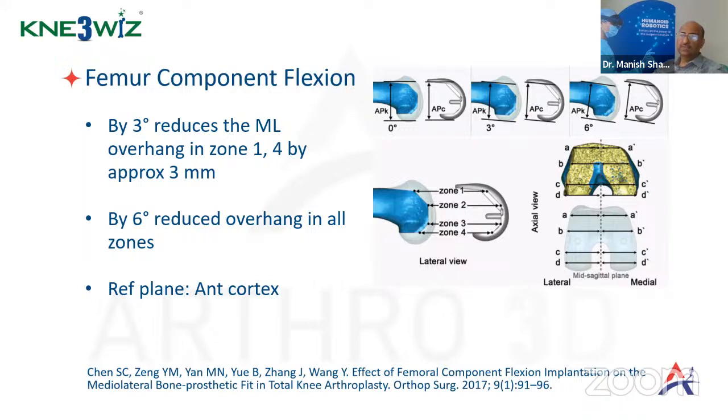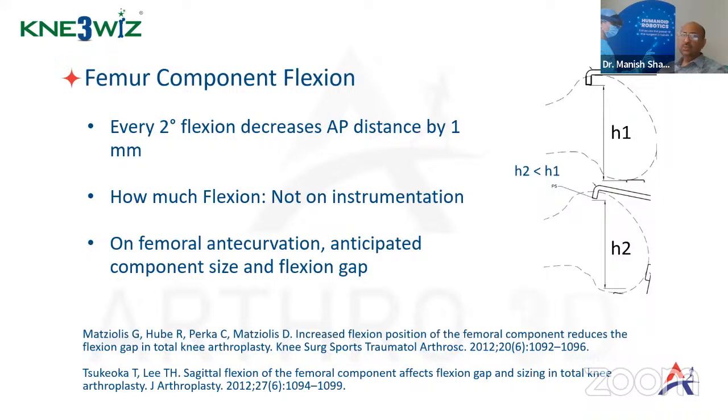Moreover, as we flex the component by 3 degrees, the effective anteroposterior diameter decreases by approximately 2 mm, thus leading to a decrease in the size of the femoral component by 1, and hence the mediolateral overhang in zone 1 and 4 go down by approximately 3 mm. Every 2 degrees of flexion decreases AP distance by 1 mm.